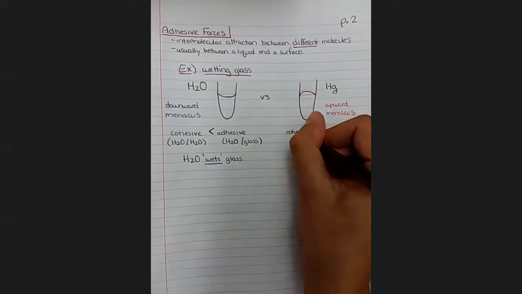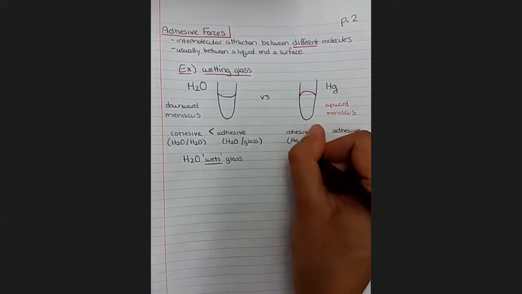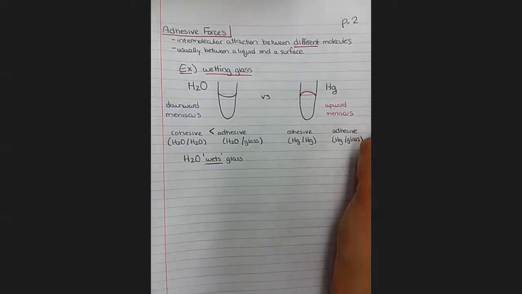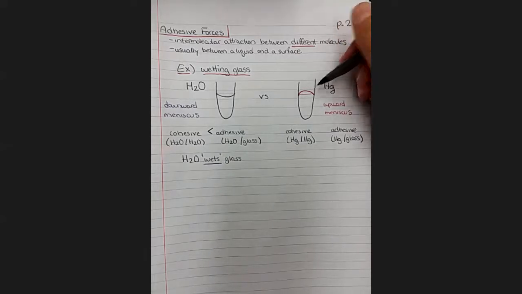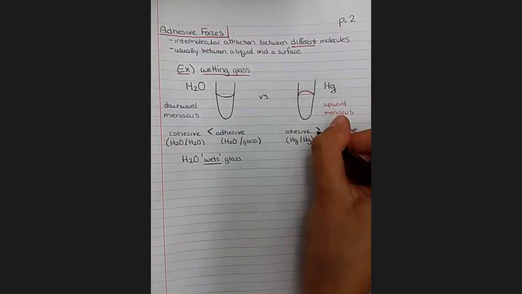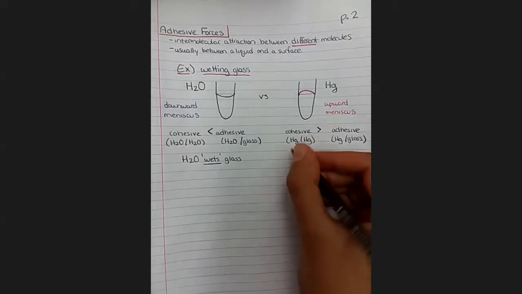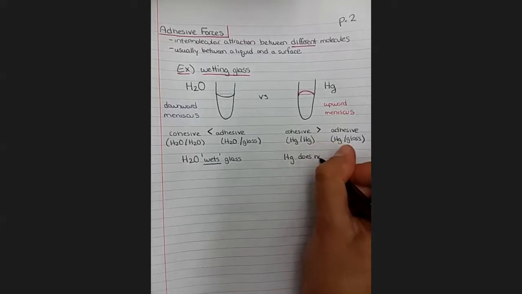Let's compare that to the situation with mercury over here. So our cohesive forces are going to be forces between mercury molecules, and our adhesive forces are going to be between the mercury and the glass. And we can guess, based on the fact that the shape of this meniscus suggests mercury is trying really, really hard not to touch the glass, that mercury would prefer to touch other molecules of itself than to touch those molecules of the glass. So we say that mercury does not wet glass.